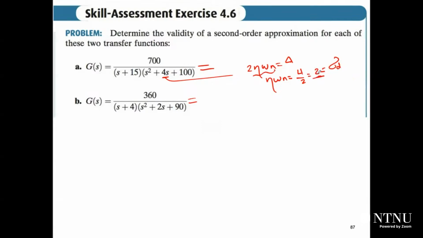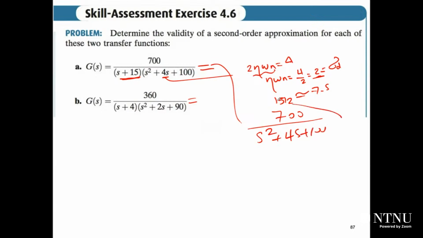It's 2. We will see this one, s plus 15. And 15 divided by 2 is around 7.5, so it's more than 5 times away from the dominant poles. So in this case, this system can be approximated as a second order system like this one. This will be a good approximation.